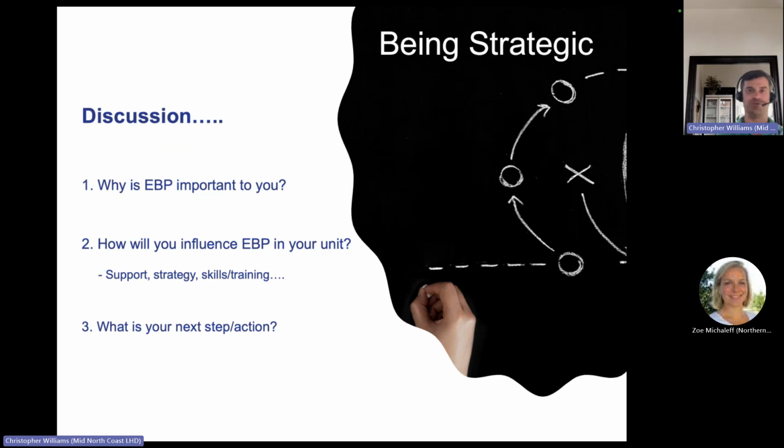From there, I want you to move into one or two things that you're going to act on in the next couple of weeks. So write this down. What is the next step for either your evidence-based practice journey or education, or what you're going to do within your unit and practice.